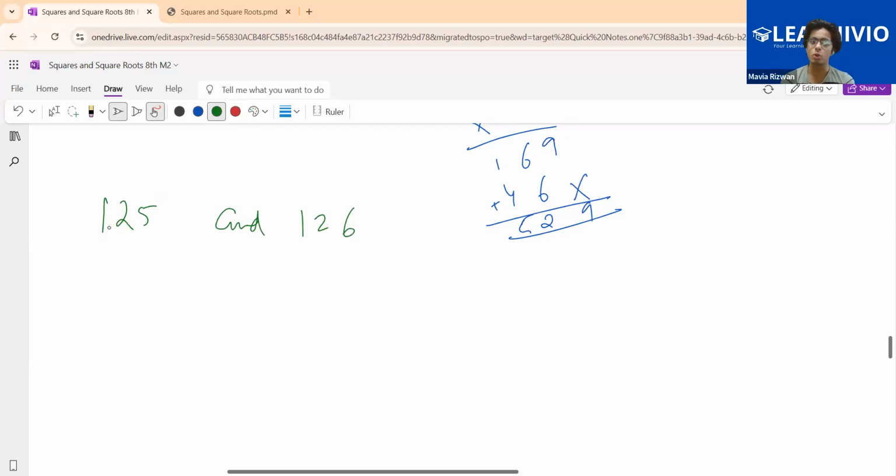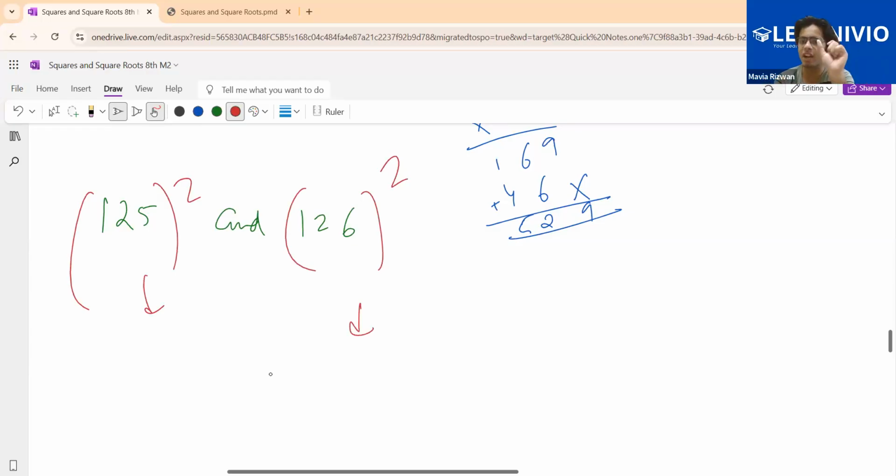First, you will find 125 square. That is a long way. Then you will find 126 square. Then you'll either count them or you will subtract them, but see, that is a very long way. So we have a trick for that.